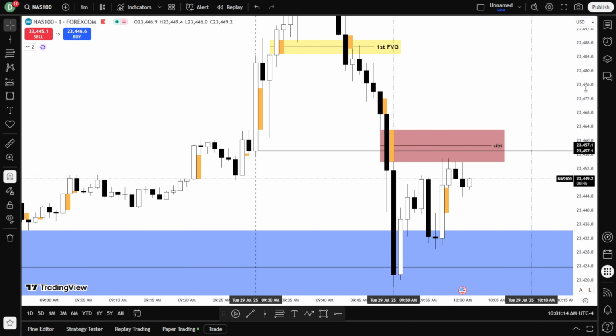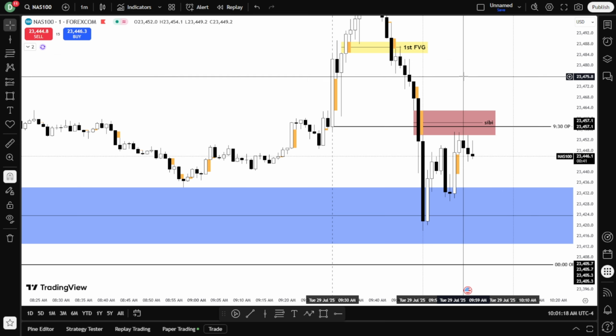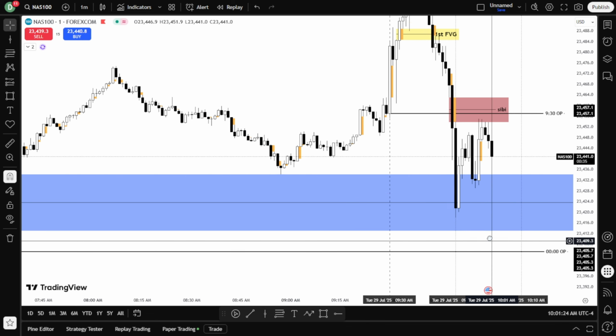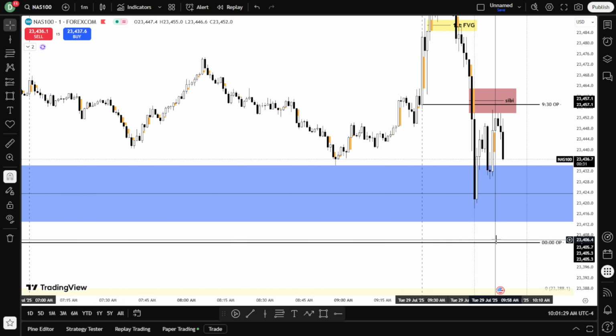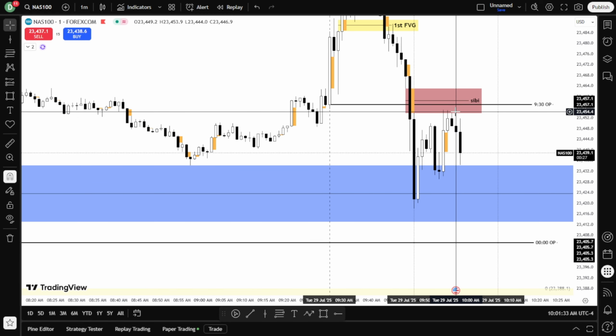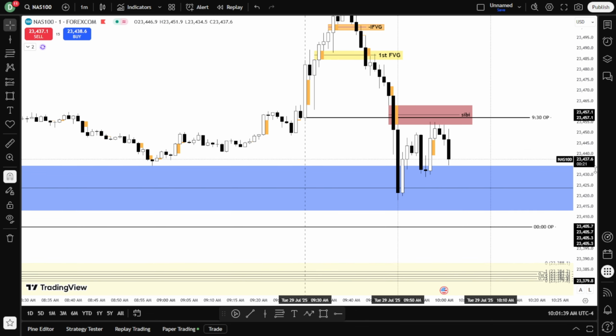So there was no such big flash of movement, but now it can move lower below the midnight opening price, and this gap, look at that, it beautifully respected it and is sending it lower.